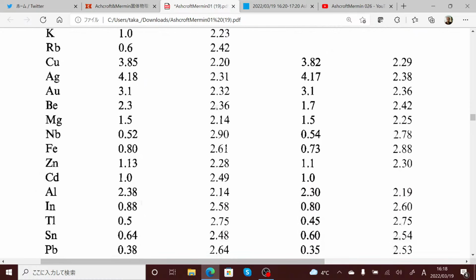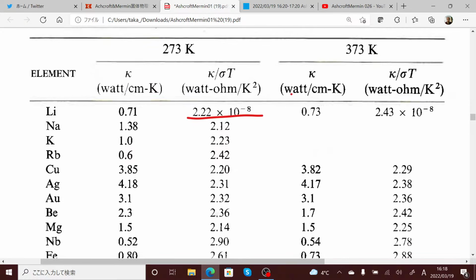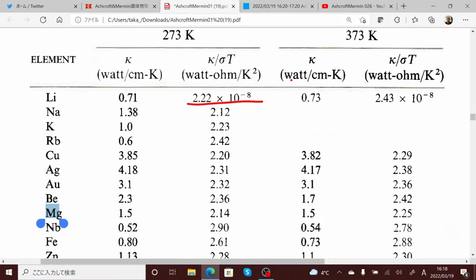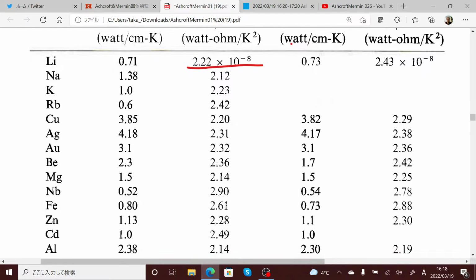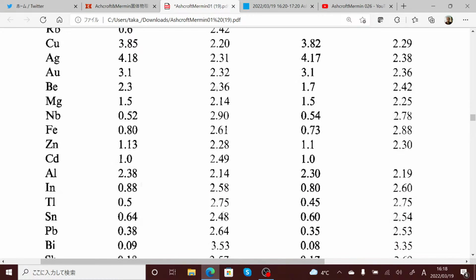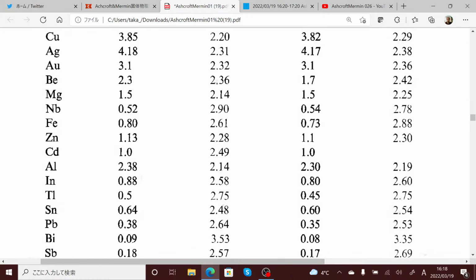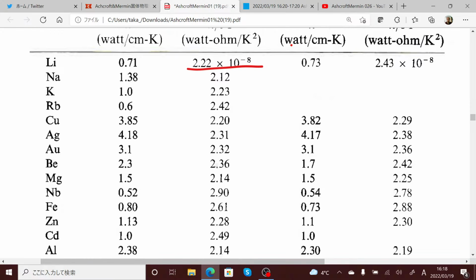The value in Sommerfeld's theory was 2.44. 2.44 is also not bad. Actually, I don't think it's so bad. 2.44 is better, I think.